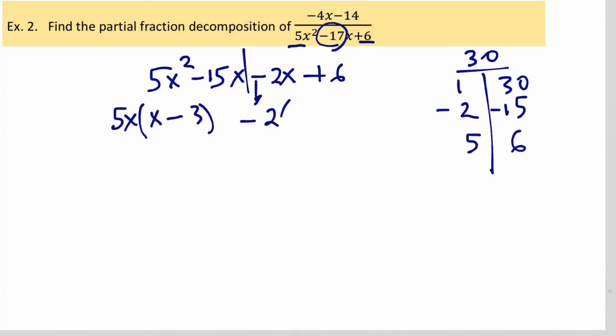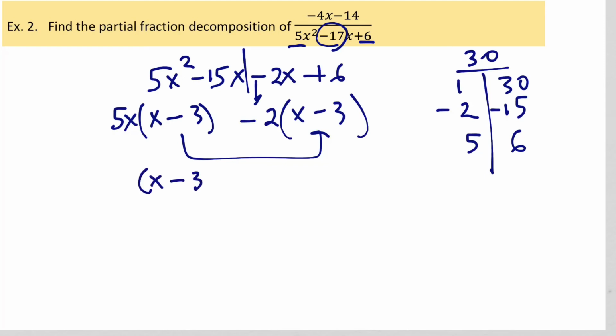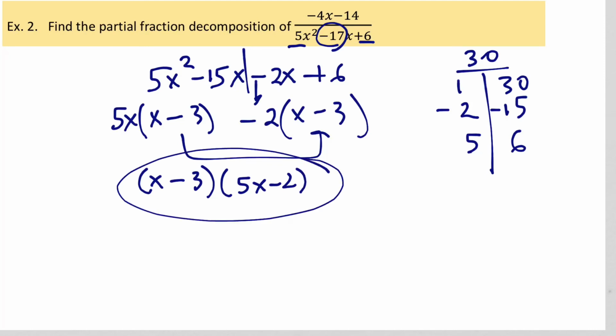2 is the GCF of the second two terms. Bring over your x minus 3 and check to make sure that makes sense. 5x times x, 5x times negative 3, negative 2 times x, negative 2 times negative 3. So my factored form is x minus 3 times 5x minus 2. Okay, so these are my irreducible linear factors in this case.